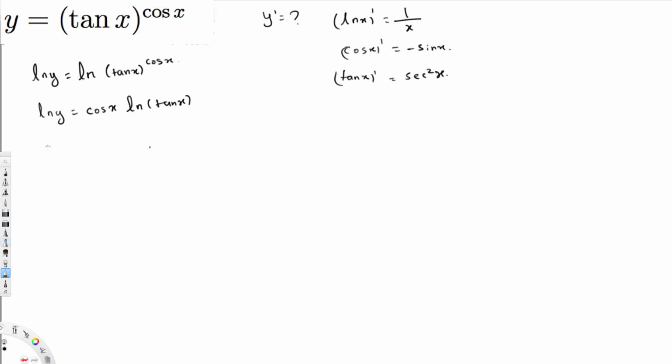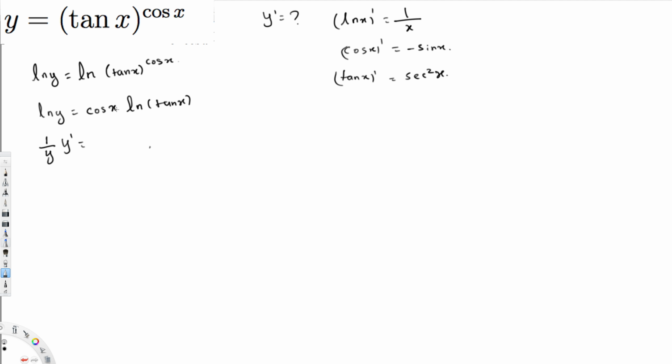If I differentiate everything with respect to x, first on this side, since this is ln y, whenever you see anything with a y, you have to use the chain rule. Since we have ln y, first I take the whole thing together, then I find the derivative of y alone. So this is going to be 1 over y times y prime.